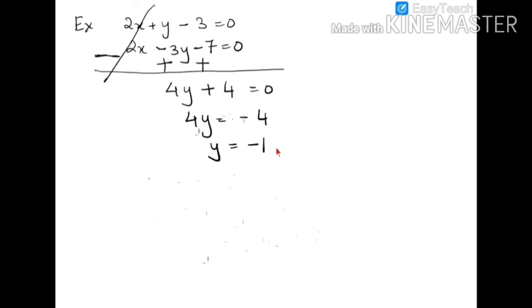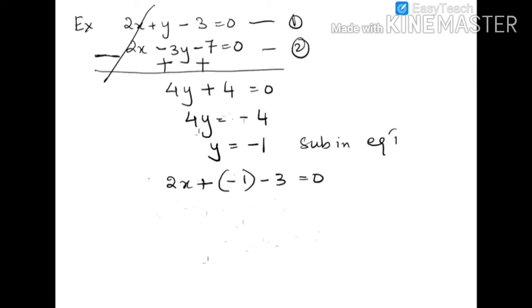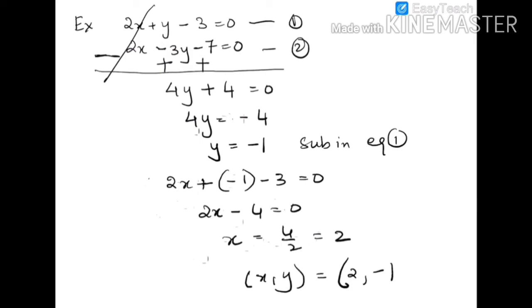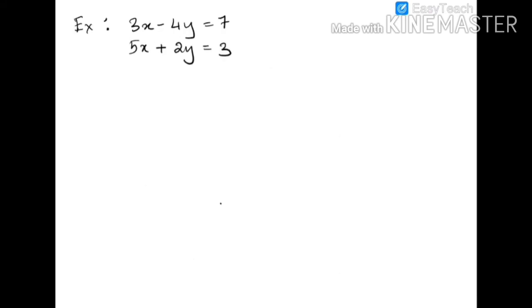Now we will substitute this value of y in any one of the equations to get the value of x. So let's say we take the first equation. So 2x plus (minus 1) minus 3 equal to 0. So 2x minus 4 is equal to 0. So x is equal to 4 upon 2, which is equal to 2. So (x, y) is equal to (2, minus 1). Consider another example.